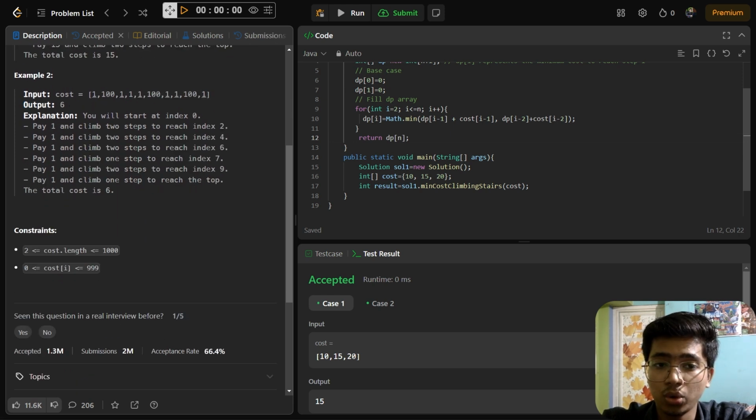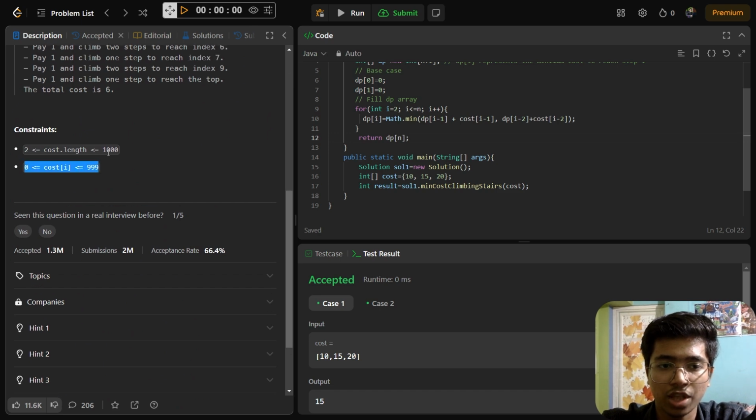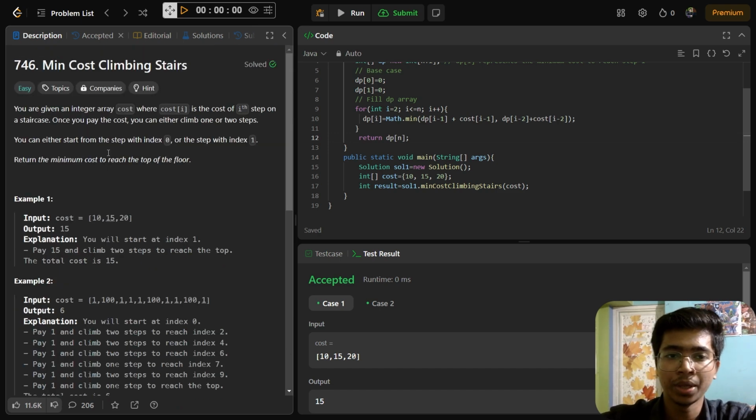And we should always look at the constraints because we must follow them. So 2 <= cost.length, which means the length is always between 2 and 1000, and nothing more. The cost is between 0 and 999. So let's understand what they're telling in the question.